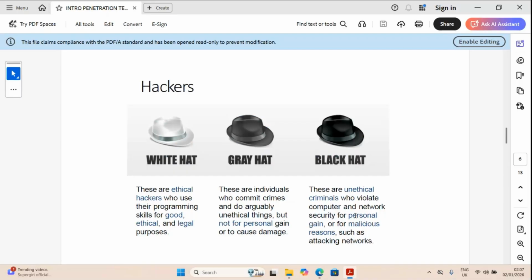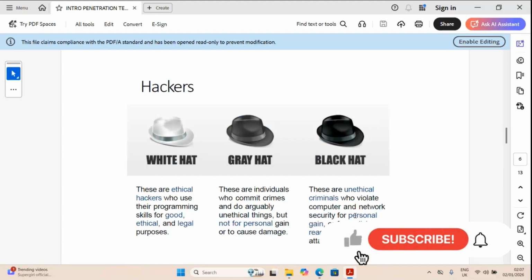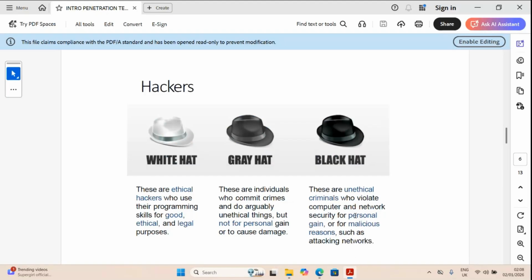These are unethical criminals who violate computer and network security for personal gain or for malicious reasons, such as attacking networks. We also have other types of hacker classes. And we also have the suicide hackers. These are individuals whose aim is to bring down a critical infrastructure.